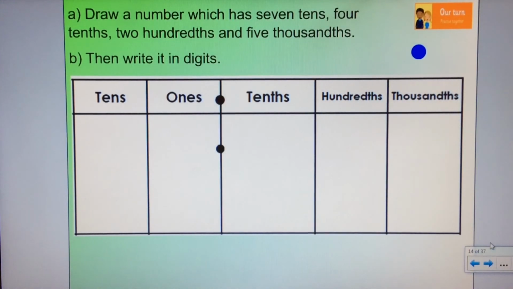Right, now I've shown you how to use a place value chart to show numbers and then write them. I'd like you to have a bit of a think, so listen carefully. Draw a number which has 7 tens, 4 tenths, 2 hundredths and 5 thousandths. Then write it in digits. Can you have a go on your piece of paper, pause the video and have a try?